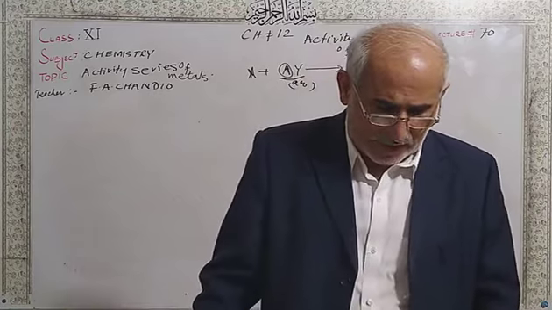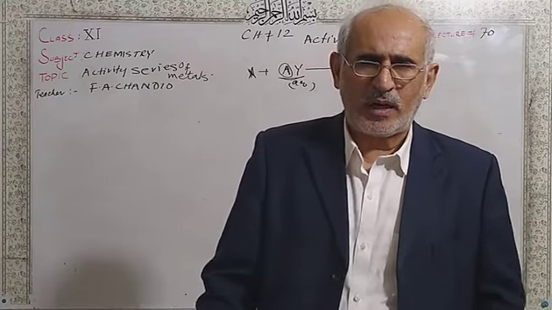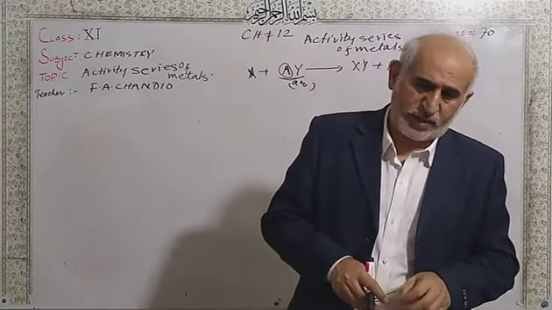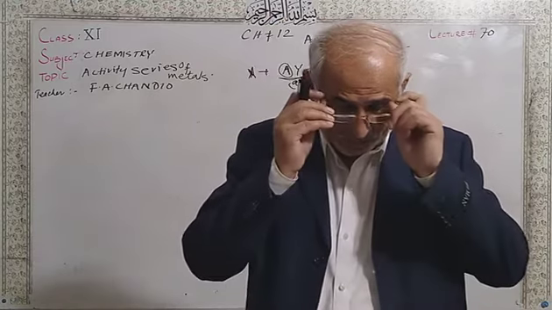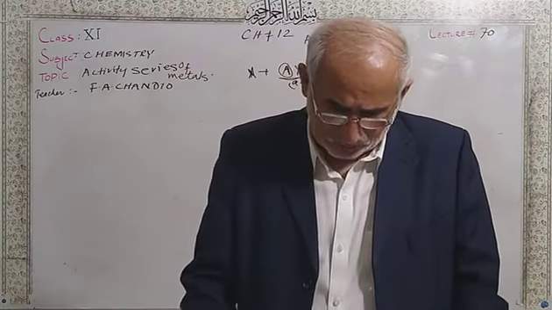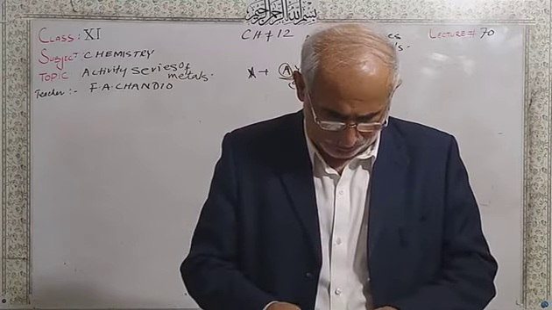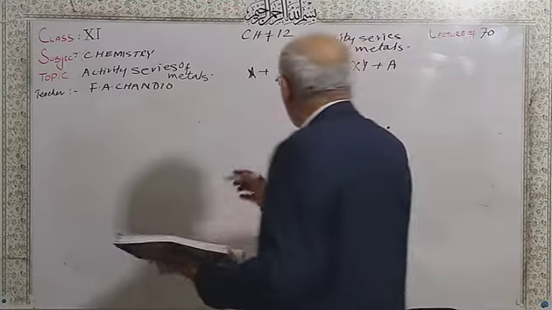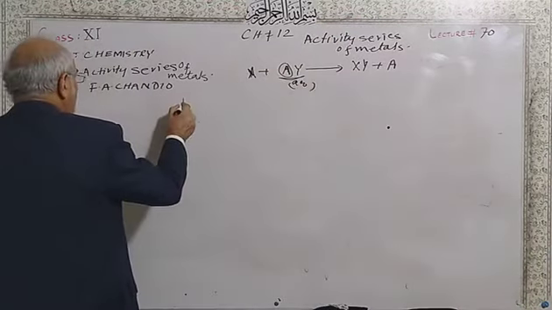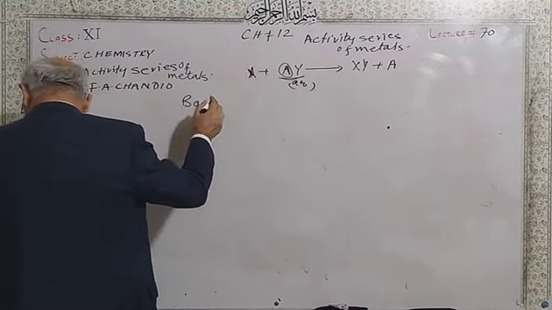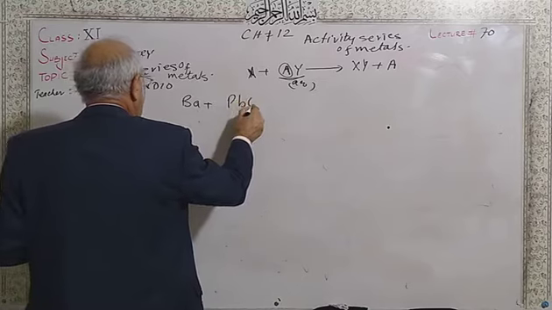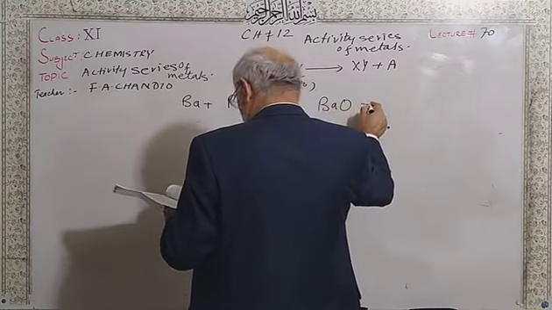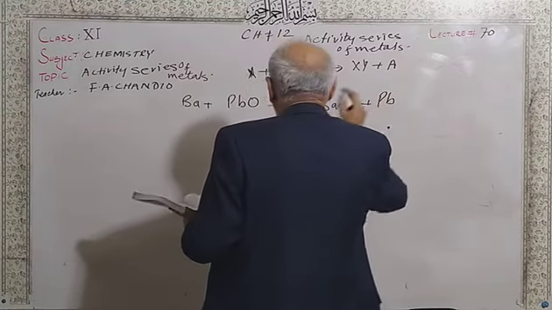So the reaction with aqua regia, a mixture of 3 parts concentrated hydrochloric acid and 1 part concentrated nitric acid. So dear students, the questions are given here. According to this activity series, barium, I already wrote here, barium plus lead oxide forms barium oxide and lead.